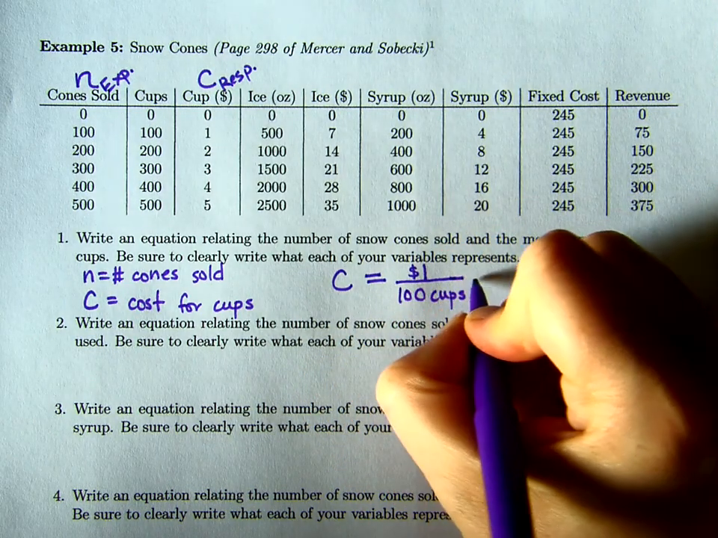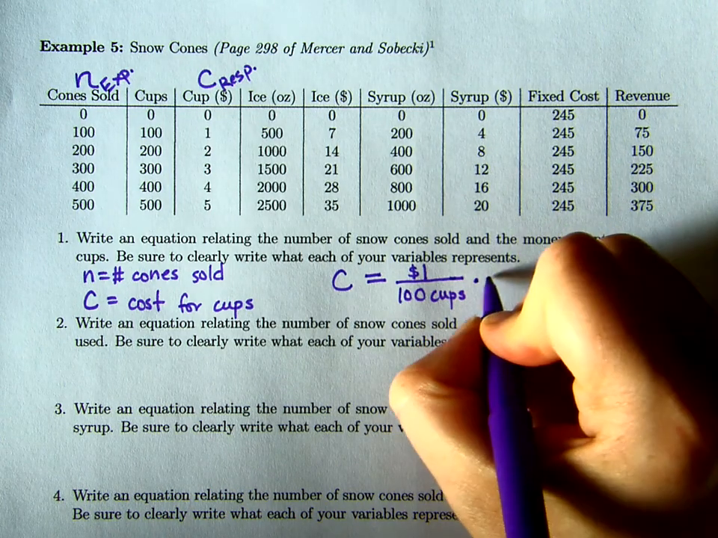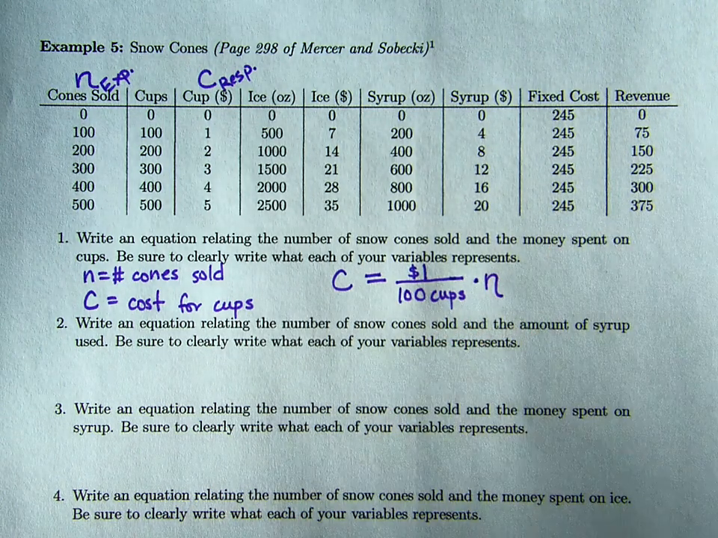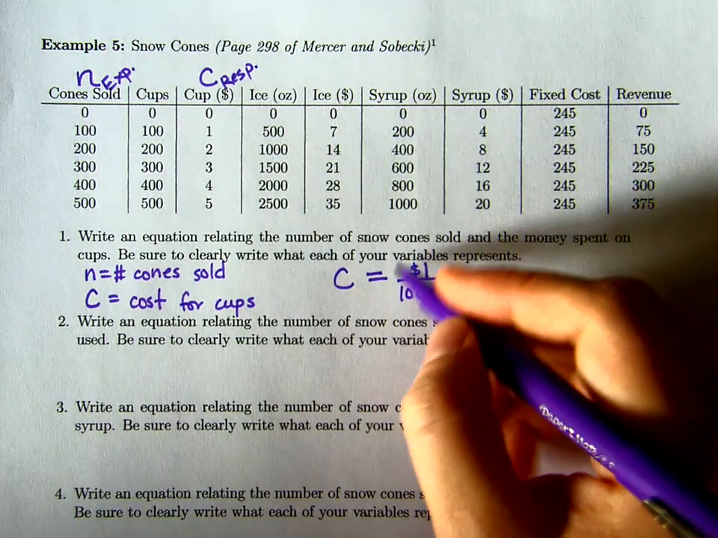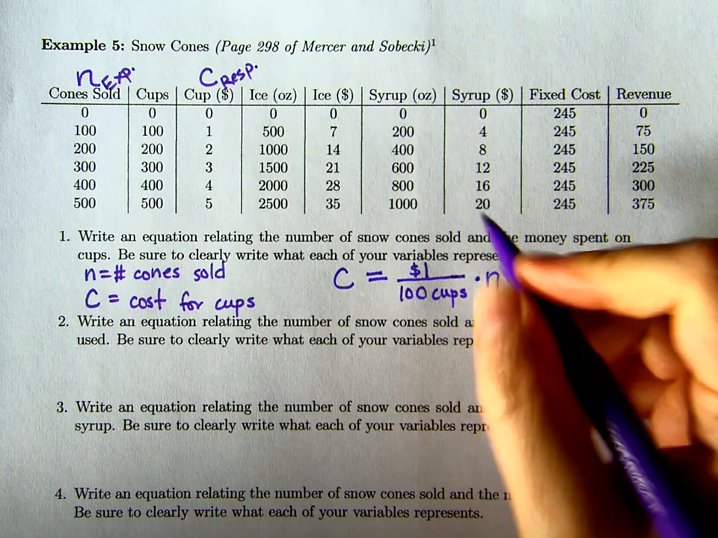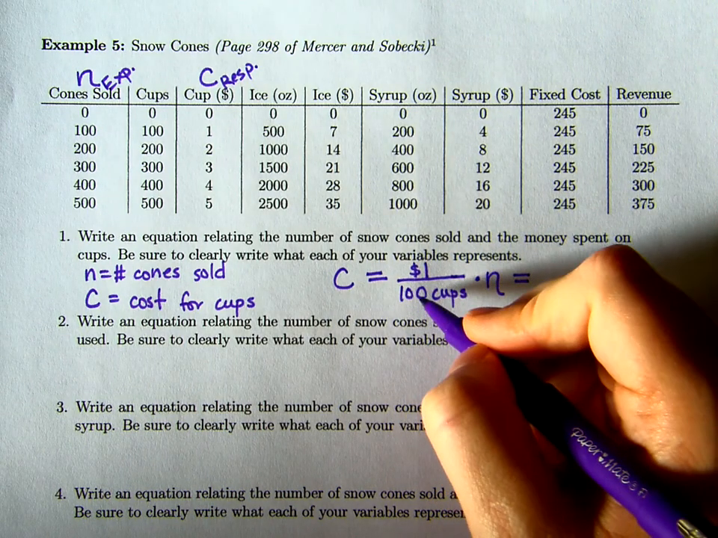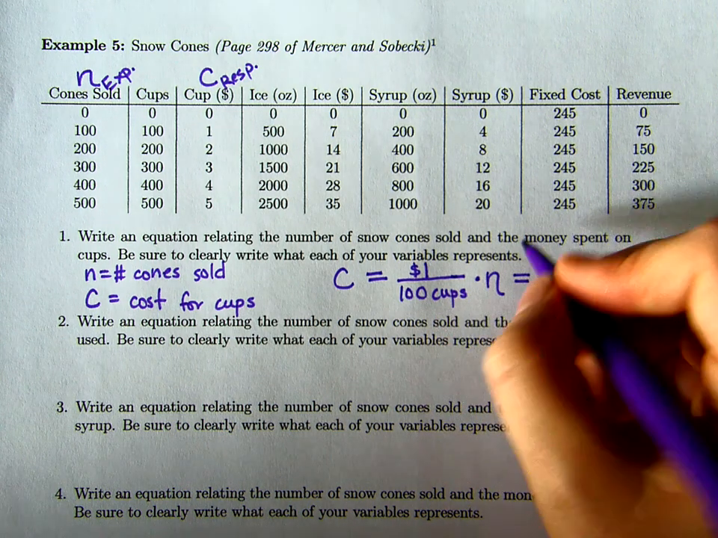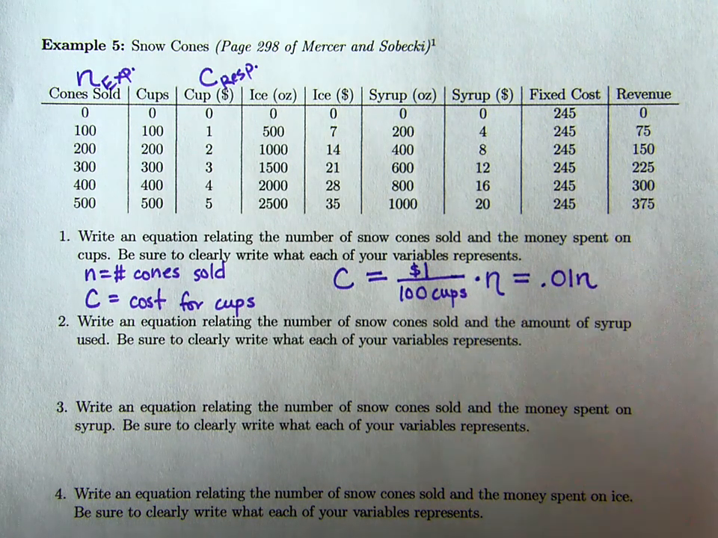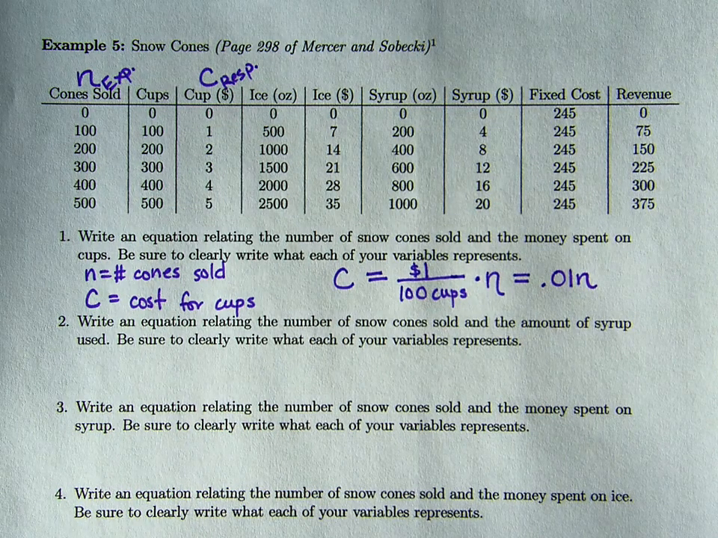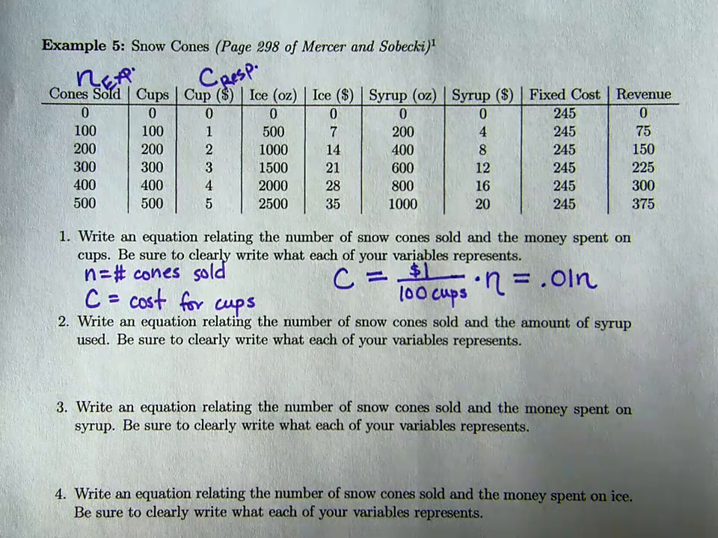And then that needs to be multiplied times however many cups we need. So we are spending a penny N times every time we sell a cup. So if we rewrite this, $1 for 100 cups, that's like a penny per cup. So 0.01 N for the cost for the cups. Be sure to clearly write what each variable represents. Done. Check.